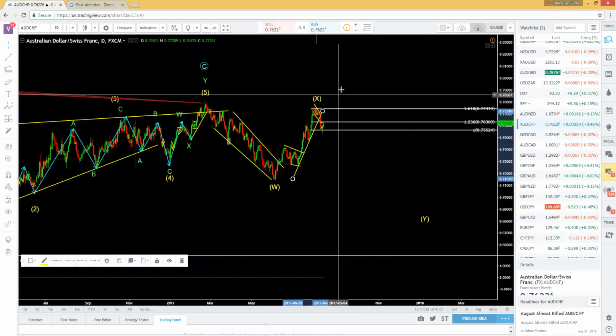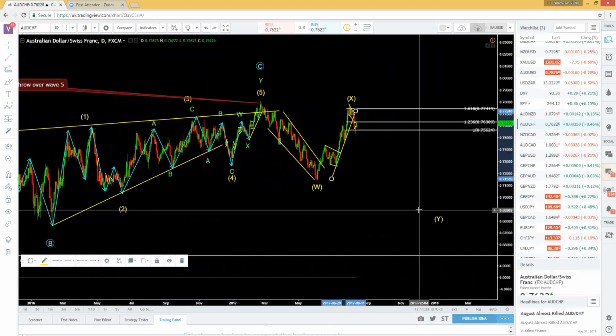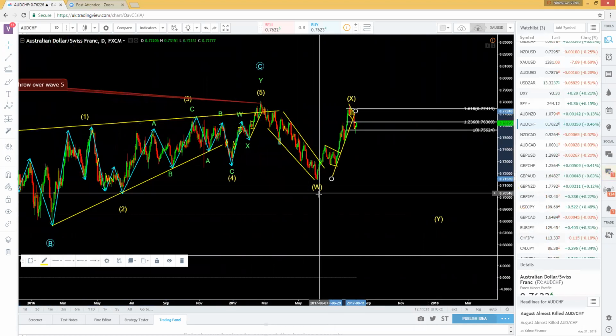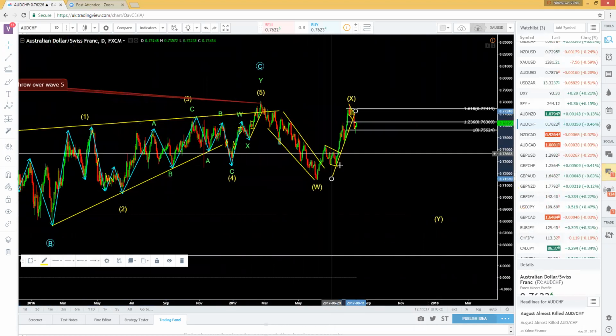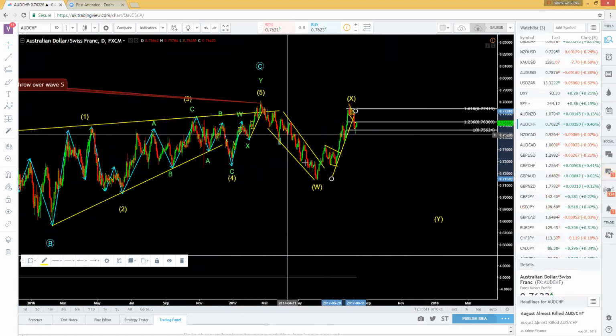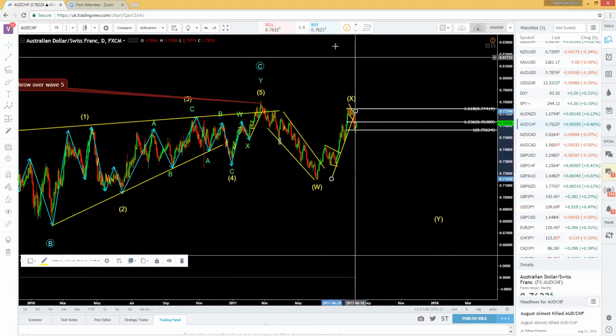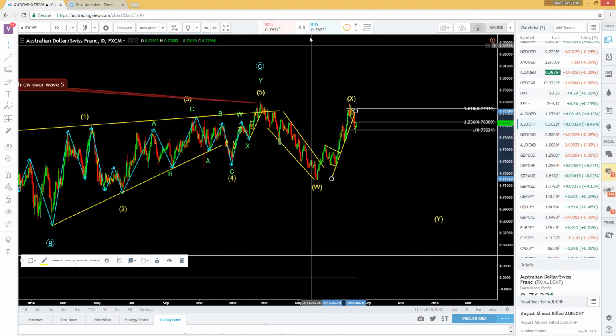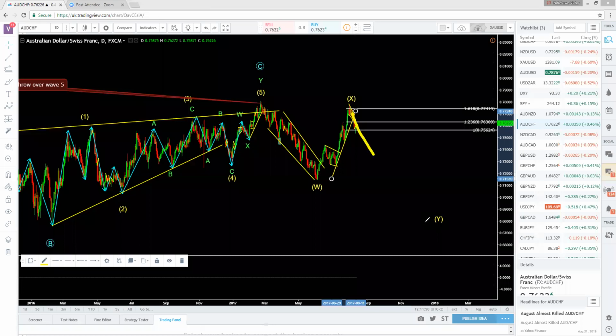This could be a 1, 2, 3, but we don't know if it's going to behave like that. And this is not a 5 wave impulse, and this looks like a 3 wave, right? So what I'm anticipating here is this impulse move to the downside.